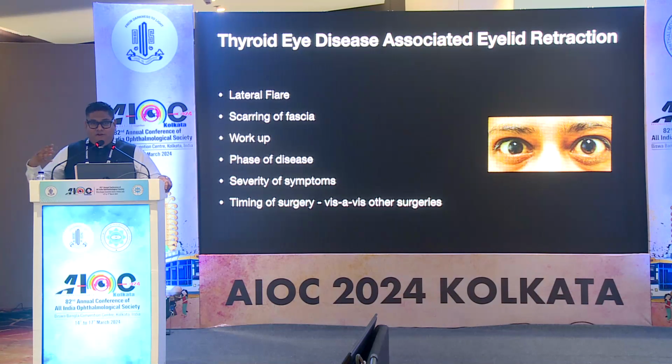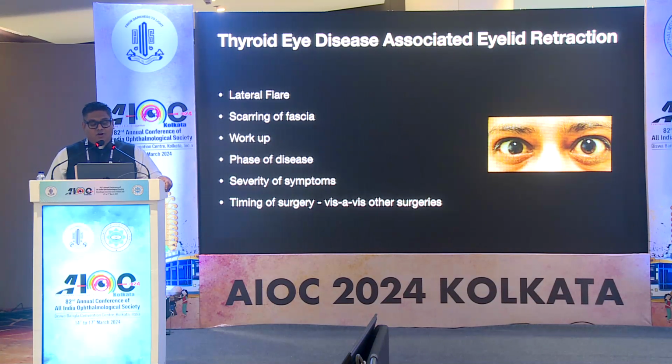The lateral flare occurs because in thyroid eye disease there is initial scarring of the fascia between the lacrimal gland and the levator muscle, which is present superolaterally, causing a superolateral lift in the eyelid, giving it the classical flare.